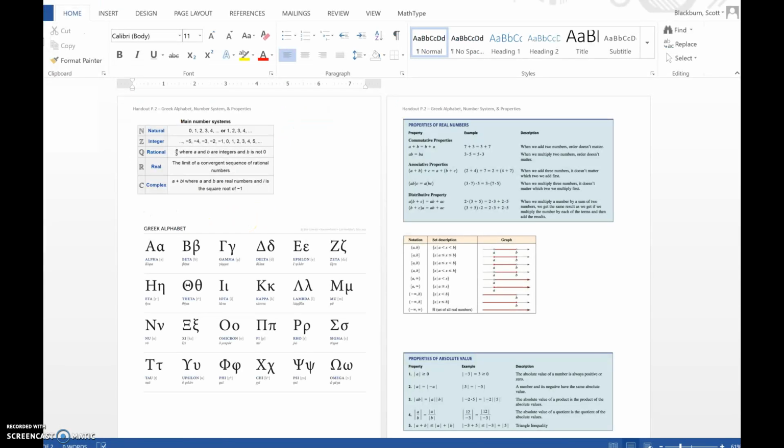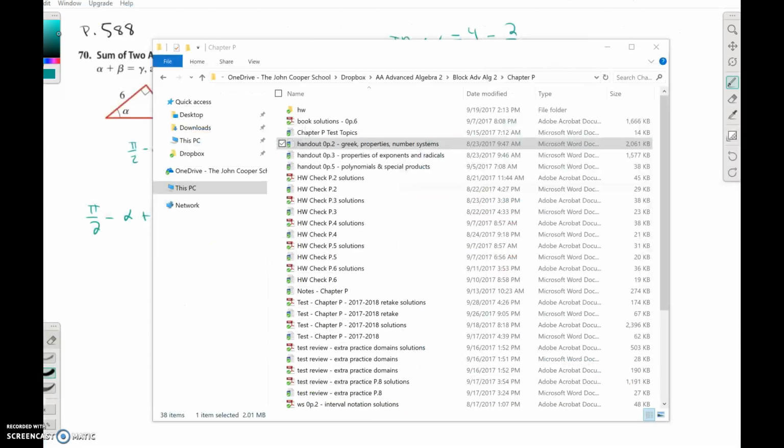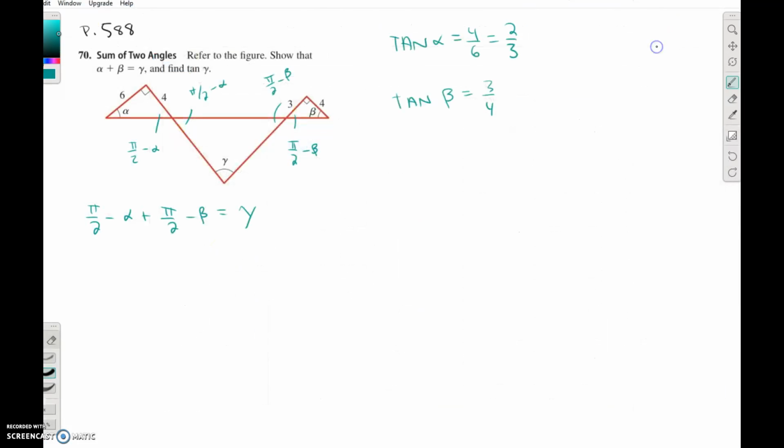Yeah, I was right. Yay me. If you look on the sheet that I gave you at the beginning of the year with the Greek letters, that's the small case gamma. I'm a little embarrassed. I should have known that, but that's okay.